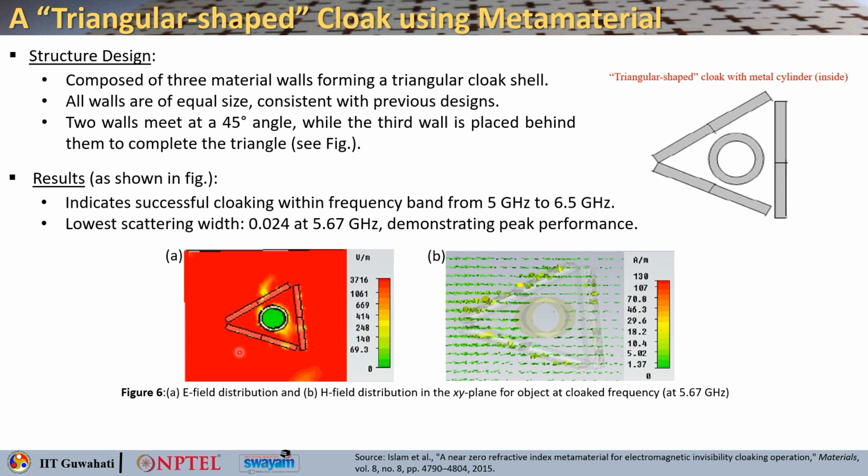And here you can further lower the scattering width. It comes out to be 0.024 at 5.67 gigahertz. So that is demonstrating the best performance of this cloak.